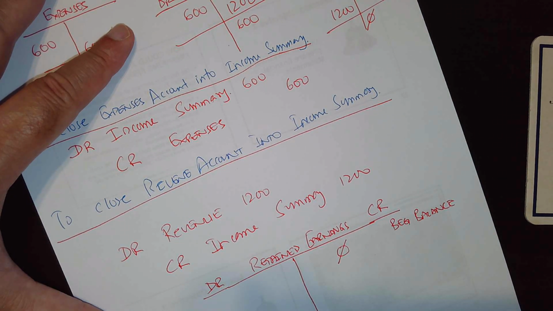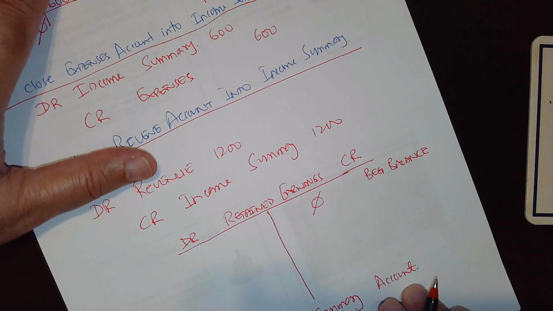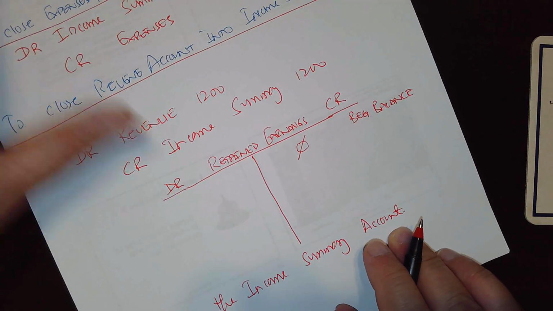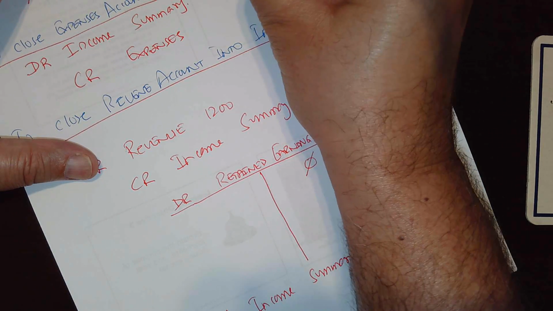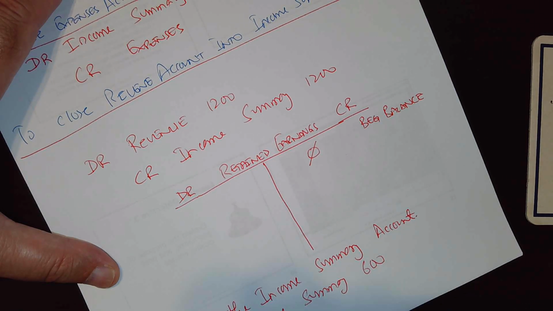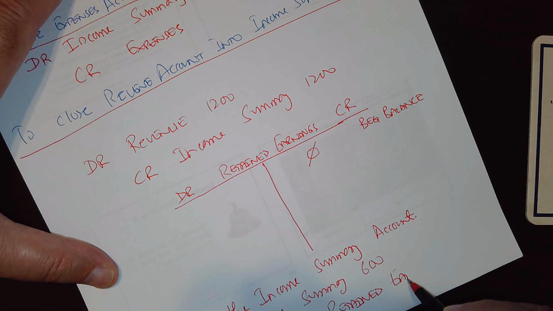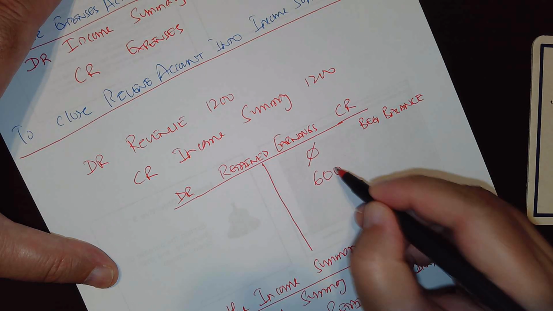To close the income summary account, just to let you know, this is our net income, the difference between the revenue and the expenses. So we're going to debit income summary for $600, and credit retained earnings for $600. So that is how we close the income summary. Our $600 is over here.